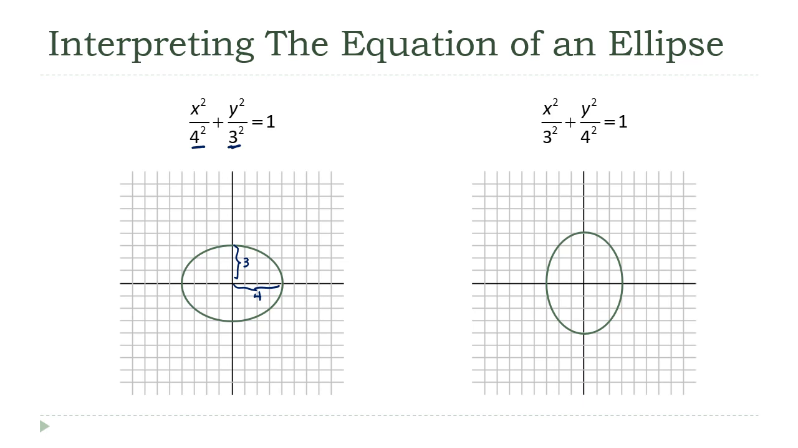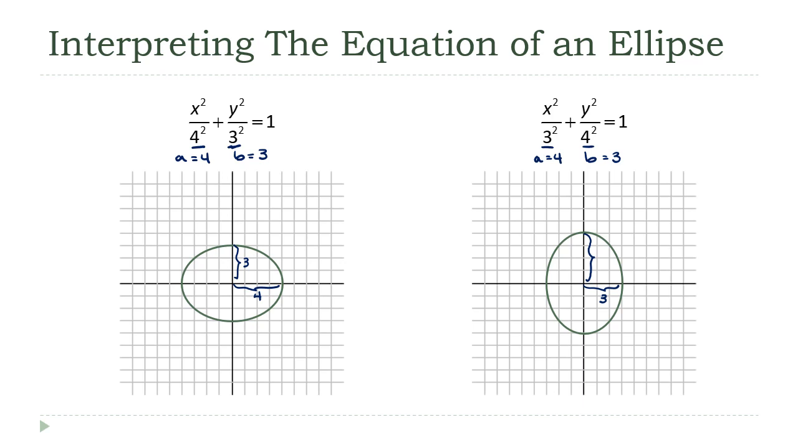Now if you look at the other one, you notice they're reversed. The 4 is under the y, and this distance here on the y-axis is 4. And this number under the x is 3, so this distance here is 3. So which of these values is a and which is b? Because that's important for finding c, where the focal points are. So we need to know that. Looking at this first equation, a is equal to 4 and b is equal to 3. And looking at the second one, a is equal to 4 and b is equal to 3.